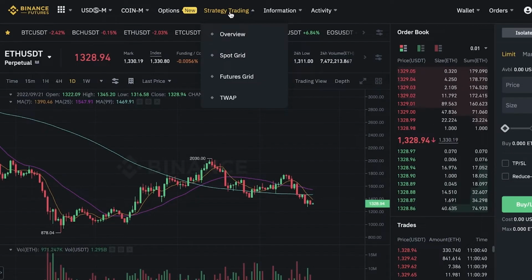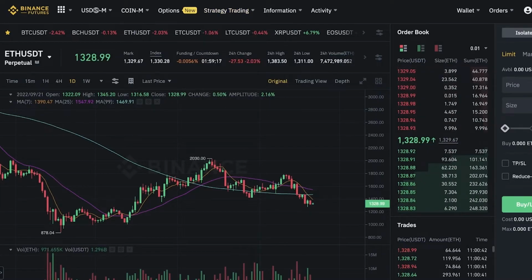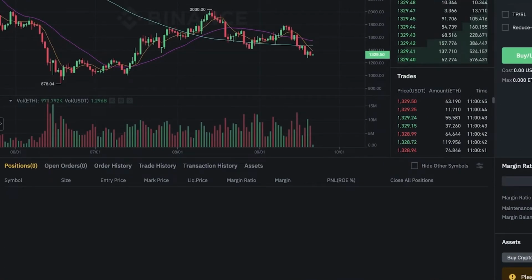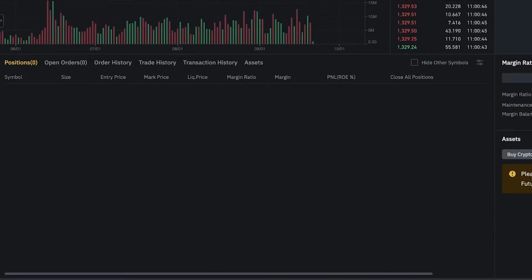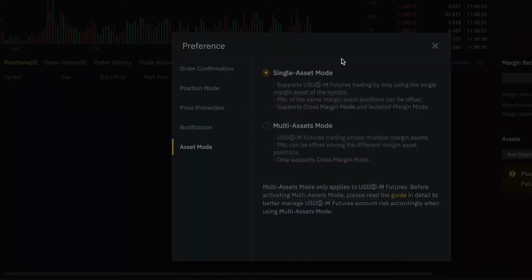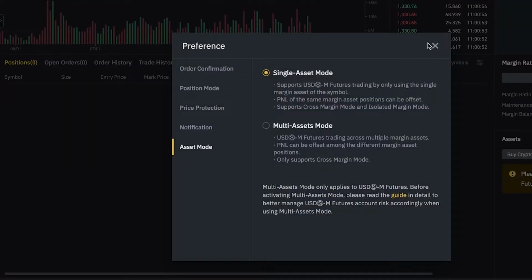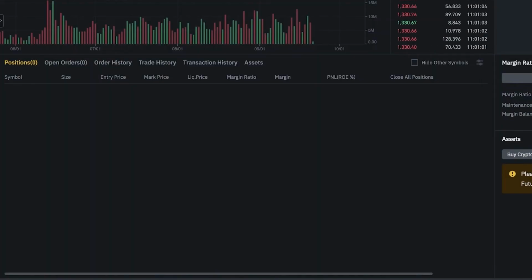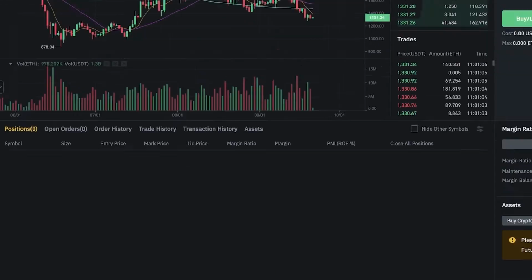Now, if you go on to strategy trading, you don't really have a specific futures strategy trading that you can do. And you can even choose a single asset mode on futures trading. So this is going to enable you to simplify, or you can put in multi-asset mode where you can bet on multiple assets, and this will basically allow you to offset the different margin asset positions that you have, and you only have cross margin in multi-asset mode.